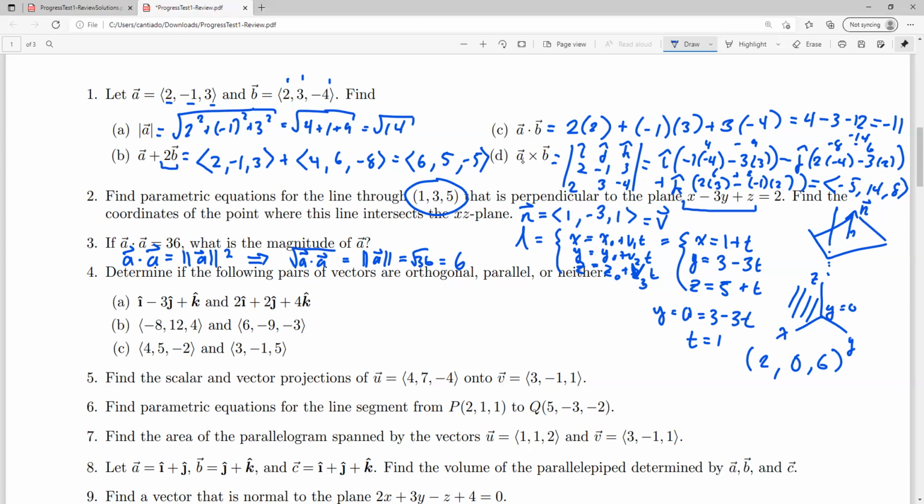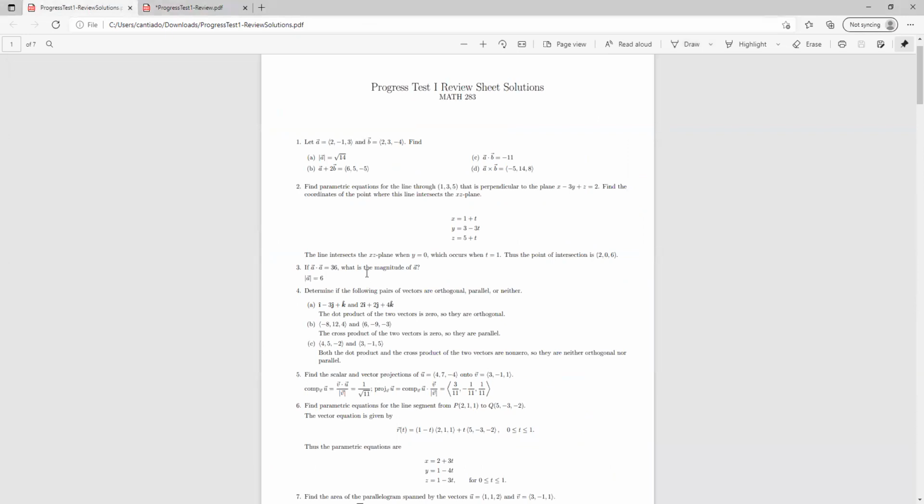Question 4: determine if the following pairs of vectors are orthogonal, parallel, or neither. Well, our test for this is very simple. If the dot product between two vectors is equal to 0, I believe, then that means it is parallel, if I'm remembering this correctly. Let me go ahead and double check. But yeah, I'm pretty sure that's correct. Let's just check the solutions, why don't we? I'm mixing it up.